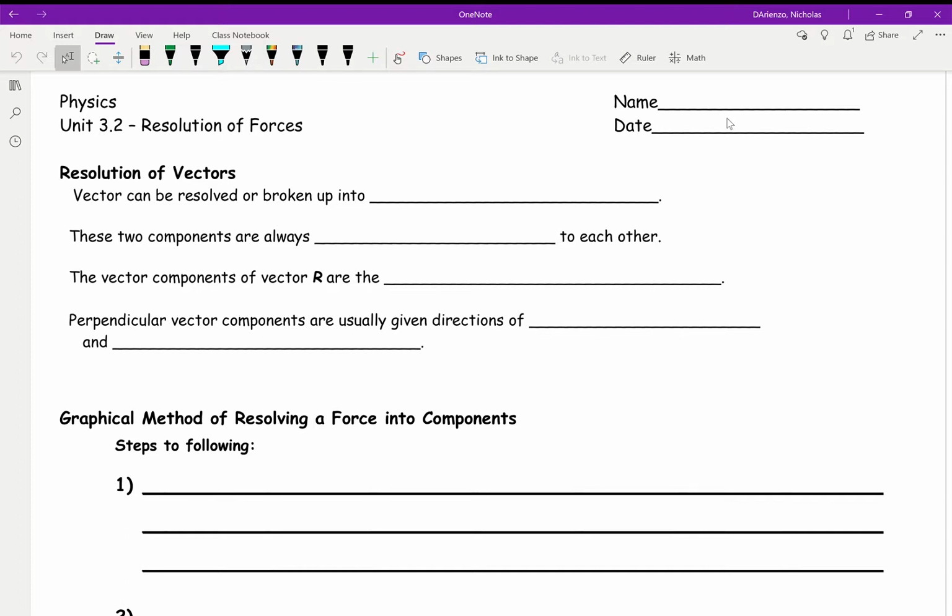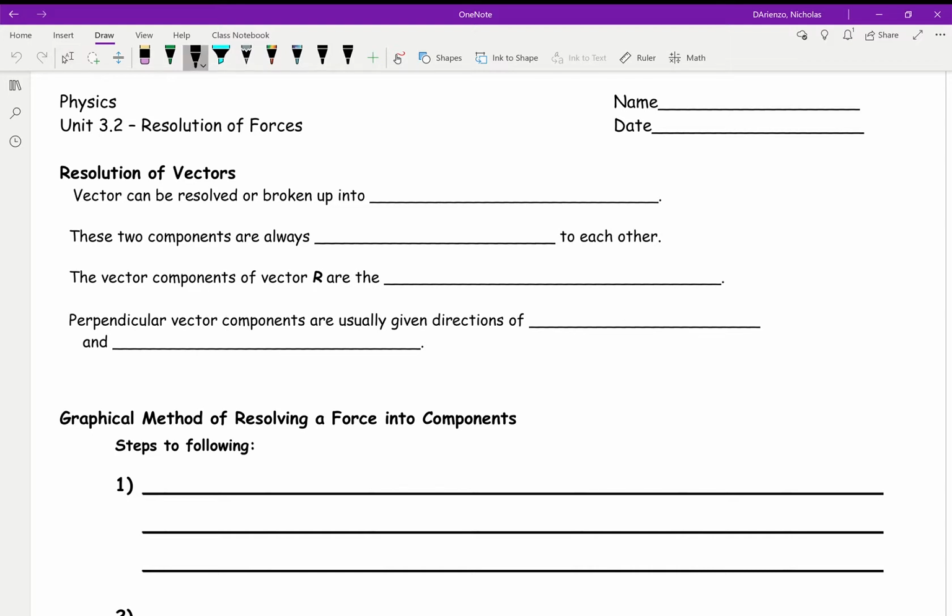Hey everyone, today we're going to talk about the resolution of forces. Basically how we can take a vector and break it up into its component parts. Could be two vectors that made up our resultant. Could be a net force or resultant where we're trying to find the components of the force that are acting in particular directions.